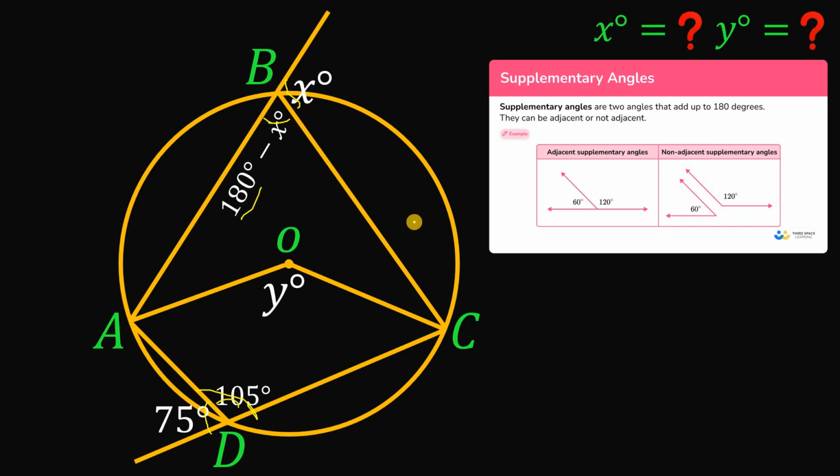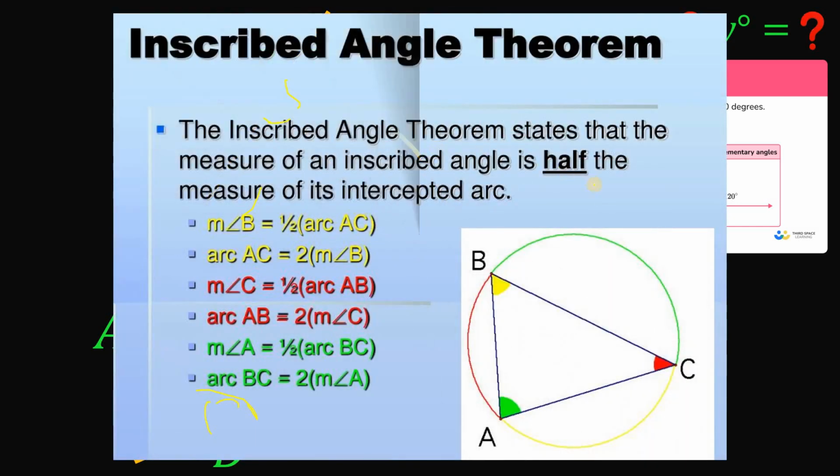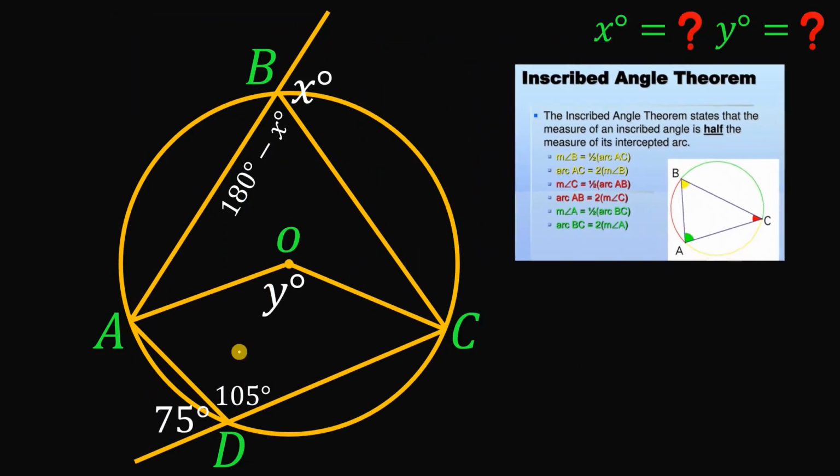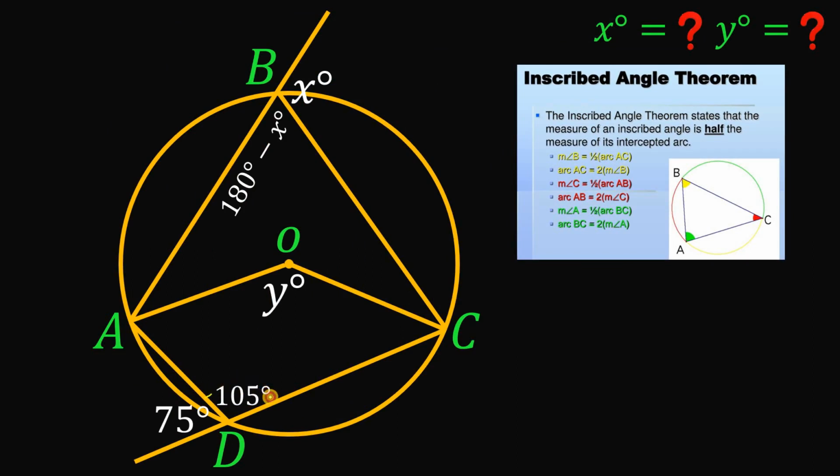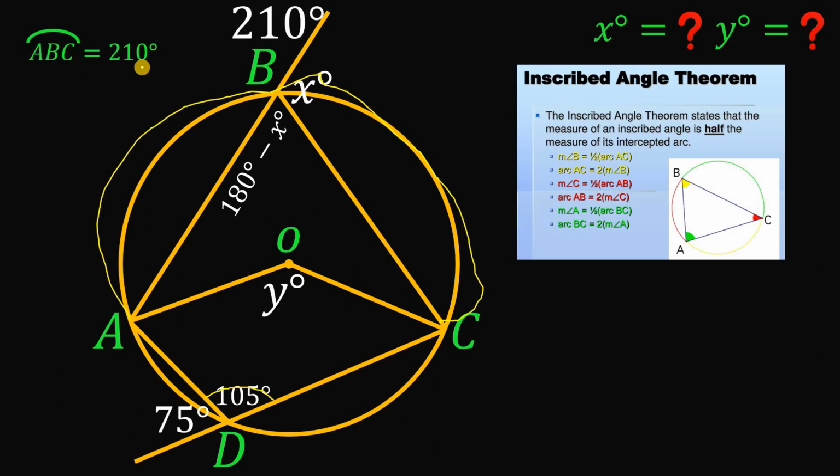Now, another concept to answer this question is what we call the inscribed angle theorem. The inscribed angle theorem states that the measure of an inscribed angle is half the measure of its intercepted arc. Alright, now using this, if this is the inscribed angle 105, therefore we can say that this arc ABC must be equal to twice 105, or simply 210 degrees. So arc ABC must be equal to 210 degrees.